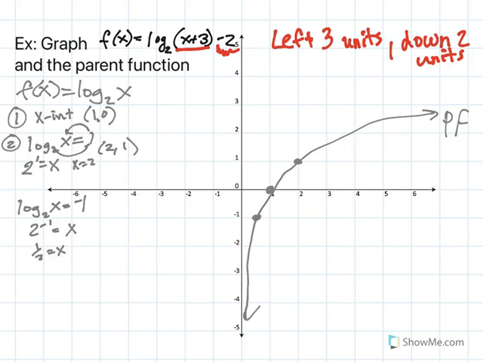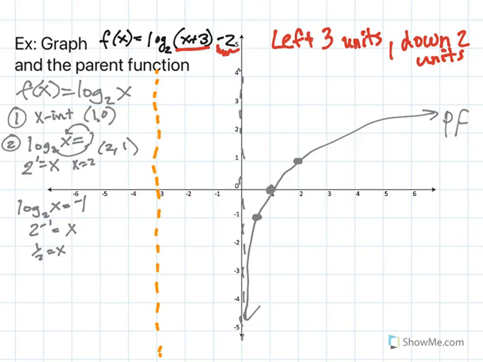So if we plot the parent function first, I've plotted 3 points. If I move each one of those points 3 to the left and down 2, I will have my new function, my new graph. First thing I want to move, though, is the asymptote. I know on my parent function that it's x equals 0. So if I move 3 units to the left, 1, 2, 3, this is my new vertical asymptote at x equals -3.